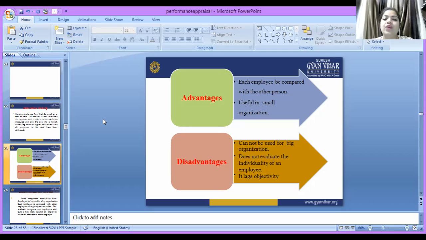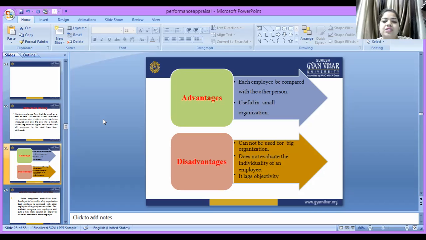But if we have a large number of employees working in the organization, this method cannot be useful and we cannot compare easily with each other. It will take too much time. What are the disadvantages? We cannot use it for big organizations. It will take too much time.